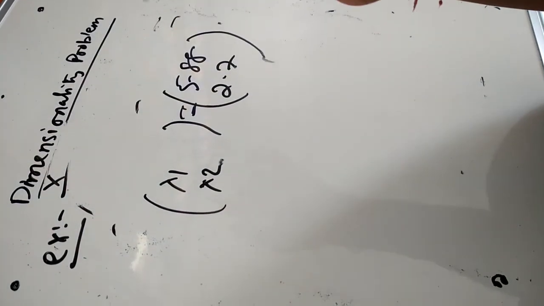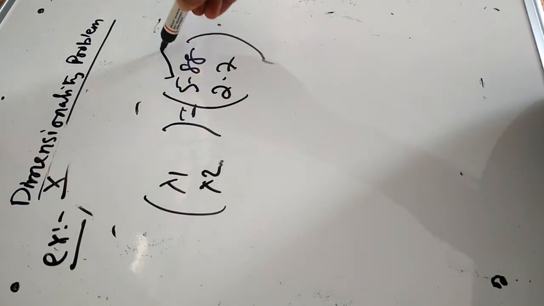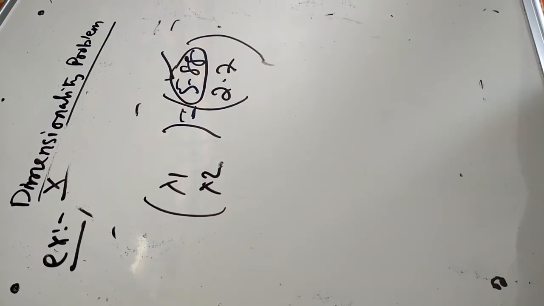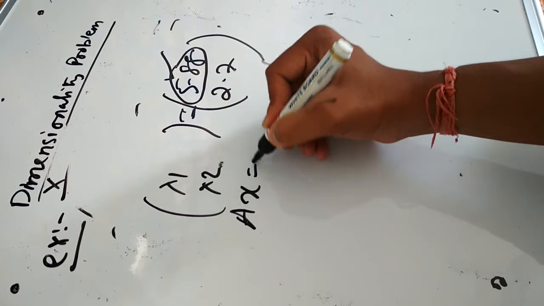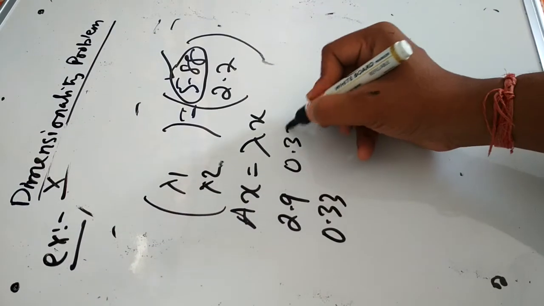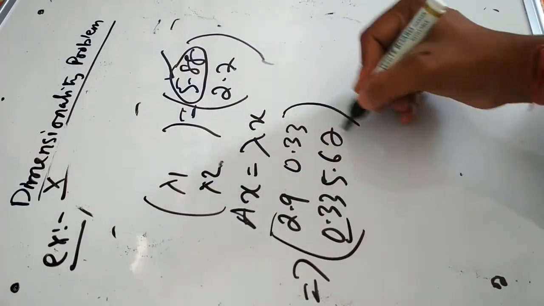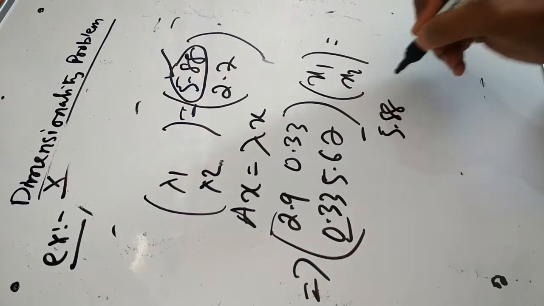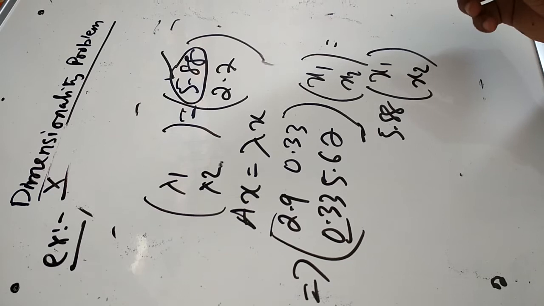So the third part of the procedure says that the value of lambda 1, which is greater, we will take as the first principal component to draw the line. Let's use Ax is equal to lambda x: the matrix 2.9, 0.33, 0.33, 5.67 times x1, x2 is equal to 5.88 into x1, x2.